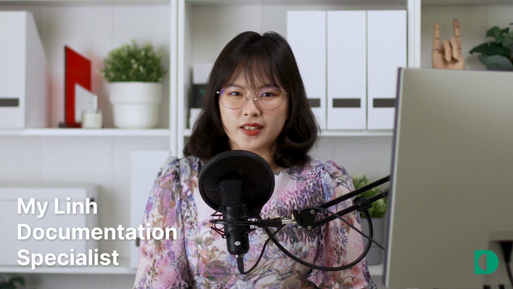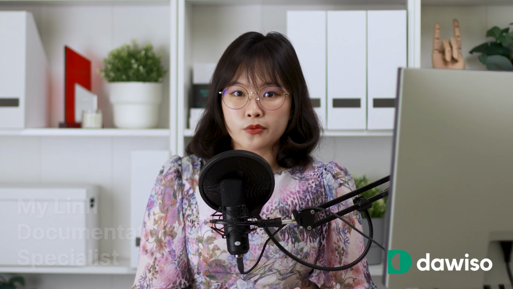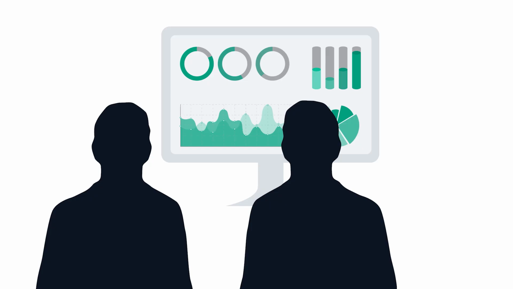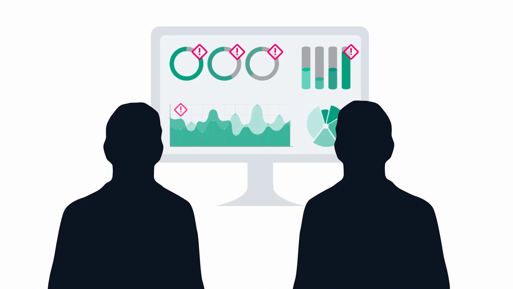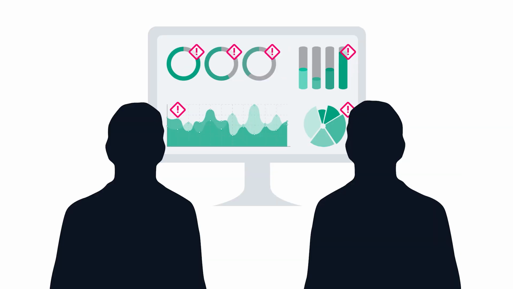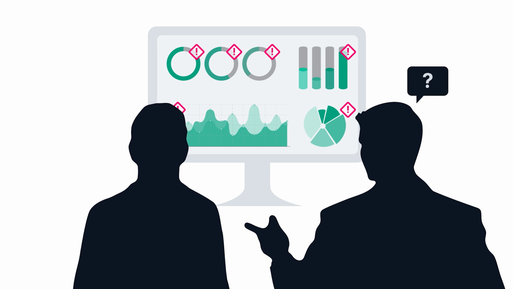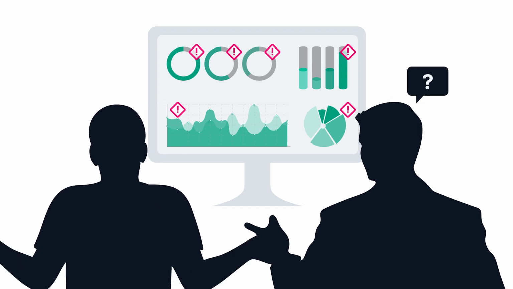Welcome to Dawiso Academy. One of the most talked about aspects of data governance, but rarely implemented well, is without a doubt data ownership. We've all seen what happens when no one is clearly responsible for a dataset or metric. Definitions drift, reports conflict, and no one knows who's in charge of fixing issues when they pop up. That's why assigning clear data owners and stewards isn't just nice to have, it's essential.